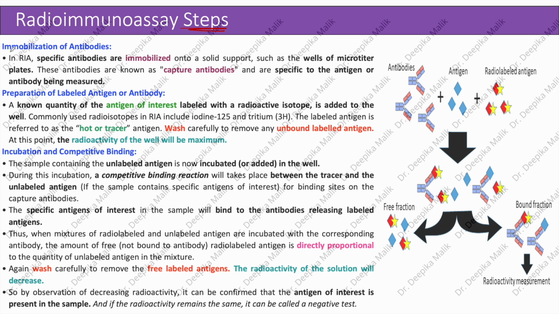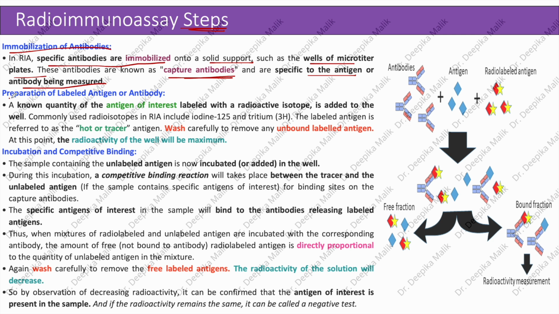First is immobilization of antibodies. In this technique, specific antibodies are immobilized onto a solid support such as wells of microtiter plates. These antibodies are known as capture antibodies and are specific to the antigen or antibody being measured.